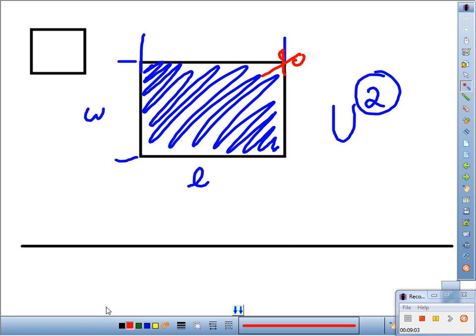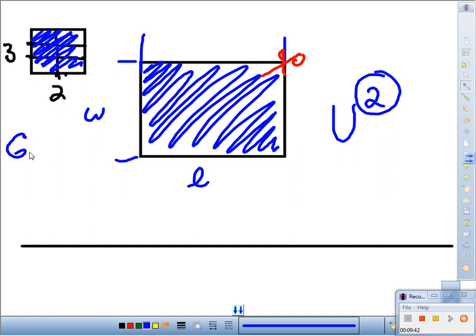Let's say this measures 3, and this measures 2. 1, 2. You guys see that? So if this measures 3, this measures 2, 1, 2. To produce the inside, I need to multiply these two together. So how many units of measure do I have inside? 1, 2, 3, 4, 5, 6. 6 units, and these are known as little squares.